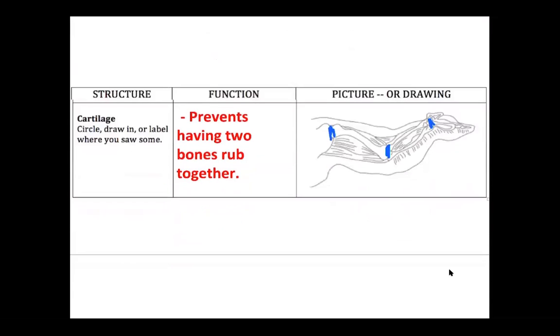rubbing against each other. Does anyone know what condition you have? This happens a lot in the elderly when your cartilage has sort of been worn down and so bones begin to rub against each other. It's pretty painful. Does anyone know what that's called? Arthritis. Yeah, arthritis is a lack of cartilage.